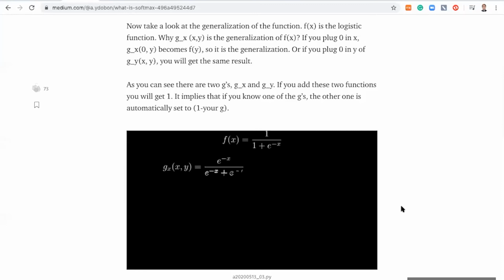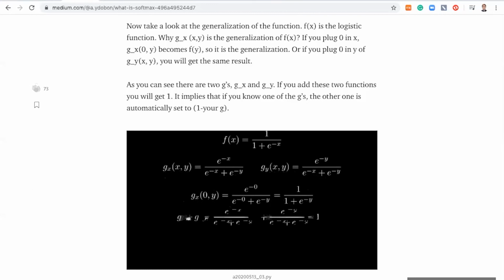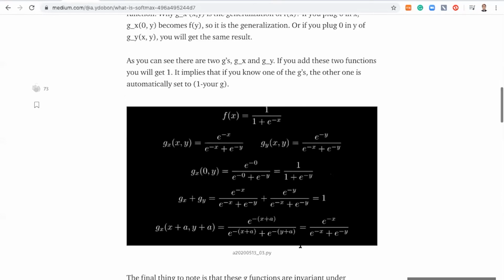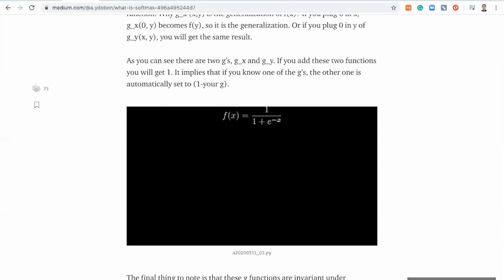And you can see the formula again. So g sub x and g sub y, it's not a differentiation function. It's just a name for this function. So if you plug in 0, you will get the same form. And if you add the two functions, you will always get 1. And then the third property is that if you add the same amount to both, it is still the original form. That is the three properties of the softmax function.